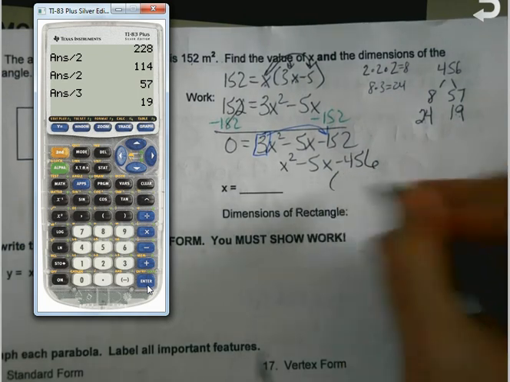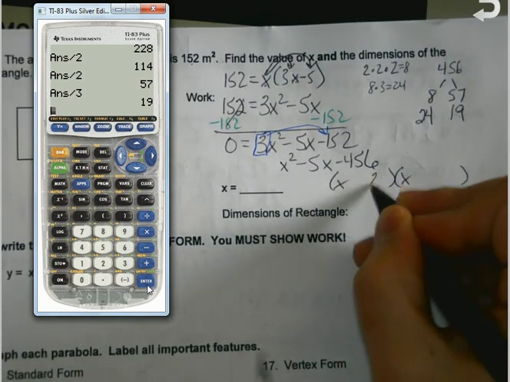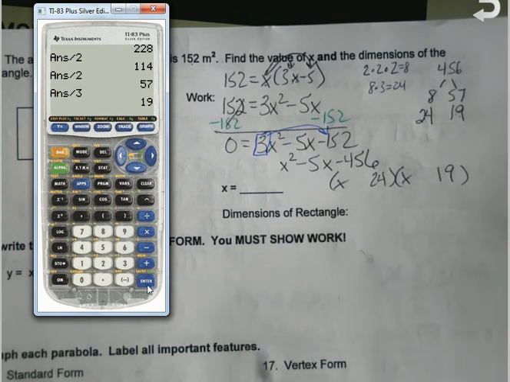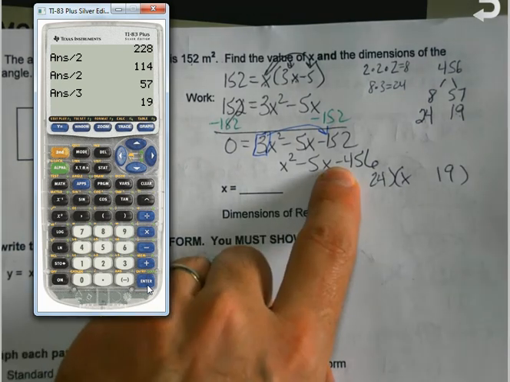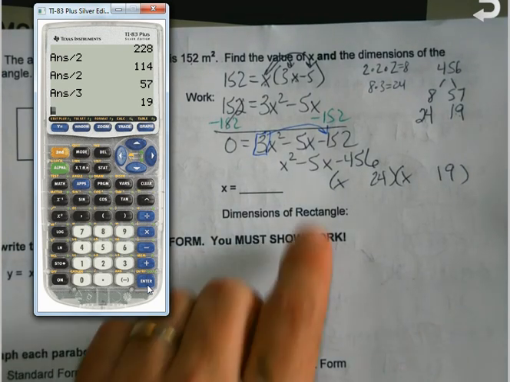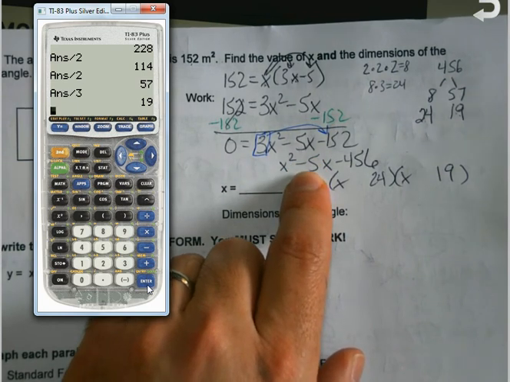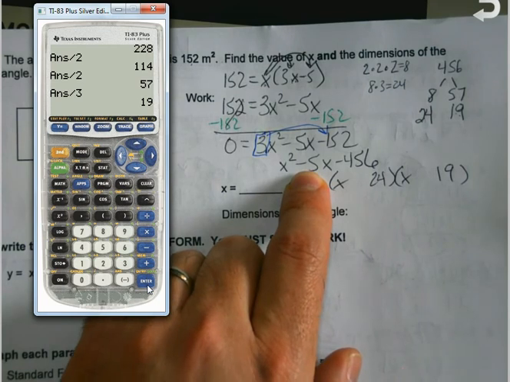So you're like, okay, I'm done with hearing about you talking about forever. Let's do this. Okay. 24 and 19. One's going to be positive and one's going to be negative. How do I know which one's which? If I want them to add to -5, which one needs to be the negative? The bigger one.